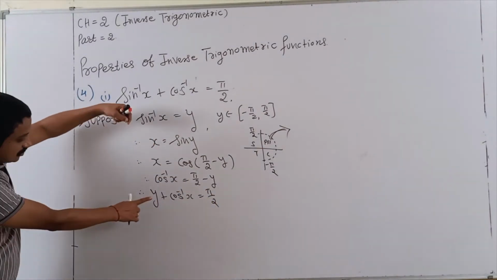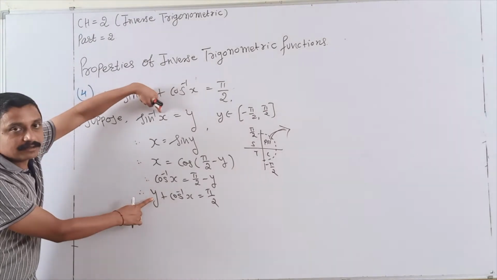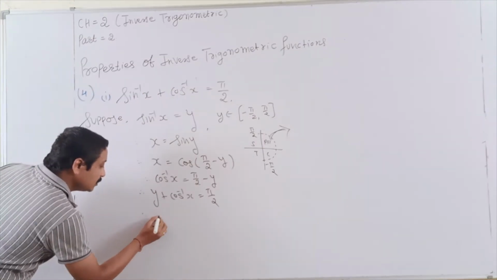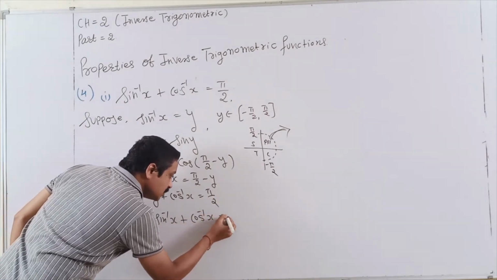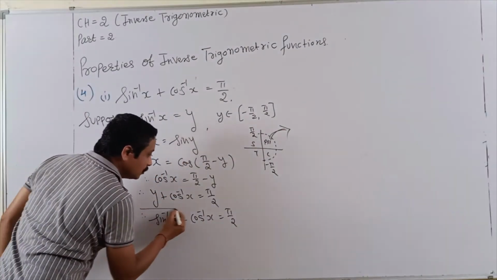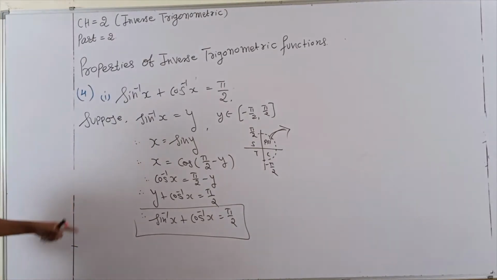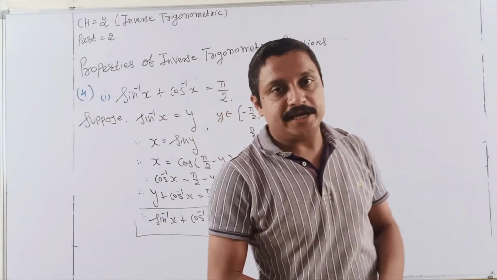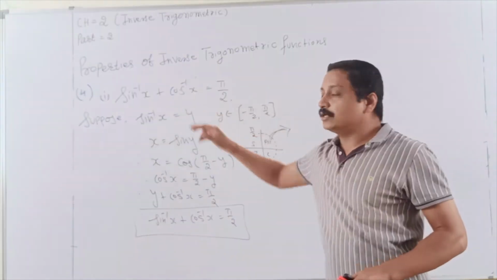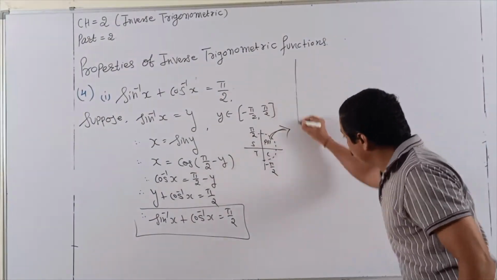Now done, students. This y already I assumed here, and putting the value, I have written sin inverse x plus cos inverse x is equal to pi by 2. That's my final first theorem over here. Fourth property, first theorem. Yes. Now I go to the second one. Same proof.